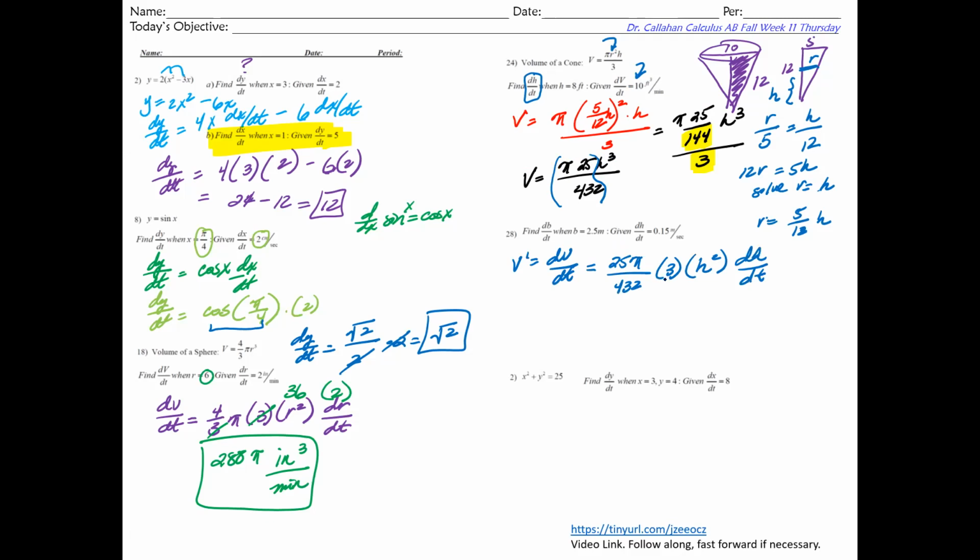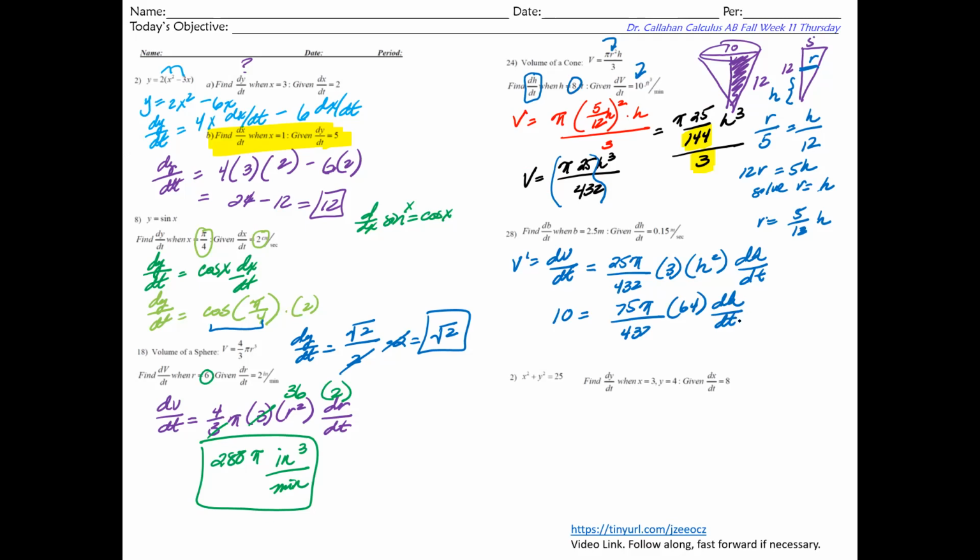And then at this point, you should have 25 times 3, which is going to give you a 75. And so then I'm going to set the dv over dt to 10. 10 equals 75 pi over 432 h squared. But then it's also given to you that h is 8. So that's 64 dh over dt. Now remember, our goal is to find dh over dt.